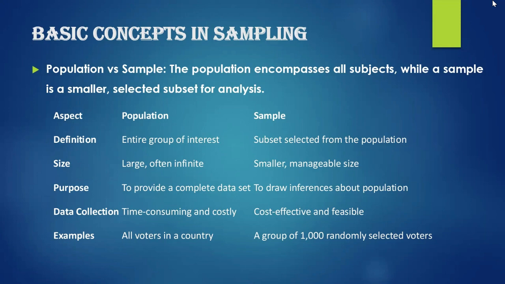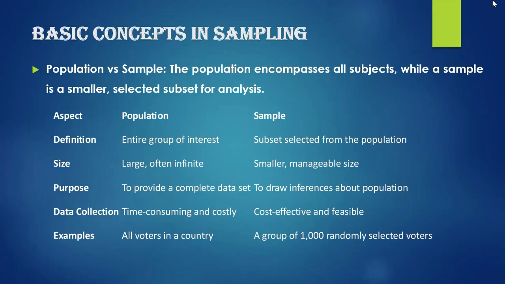So examples of a sample are 1,000 voters randomly selected from a population of 10 million for a political opinion survey, 500 smartphone users from a city surveyed about product preferences, and 200 diabetic patients selected for a clinical trial from a larger group of 10,000 patients.